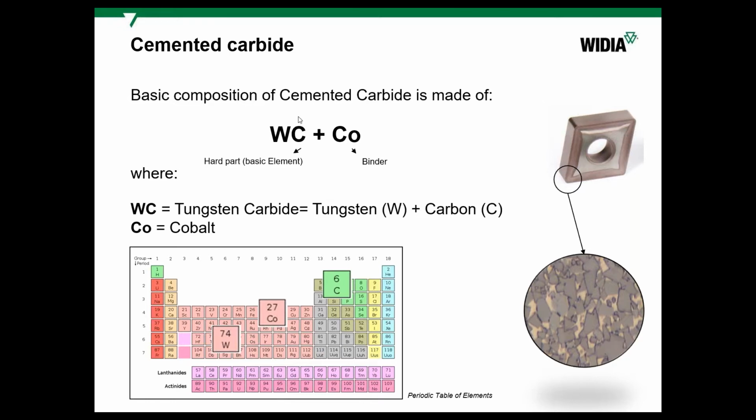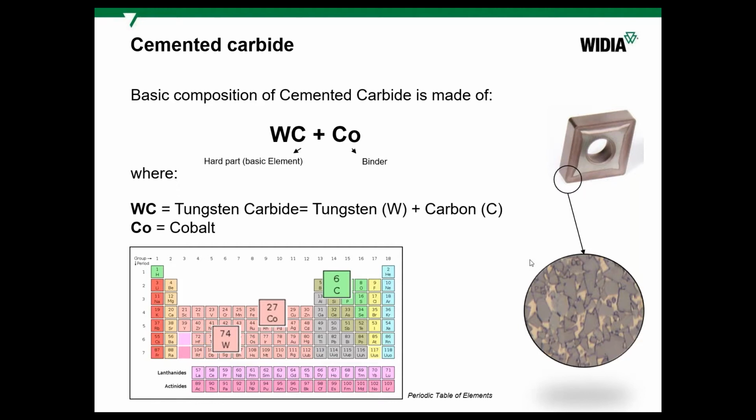So the cutting particles are wolfram carbide particles. Also, they can be others, for example, titanium carbide or other carbides, but in most cases we use wolfram carbides. The binder also can be different. Usually it's a metal. So WC is like a ceramic. Cobalt is like a metal. So in short words, it is a metal ceramics.